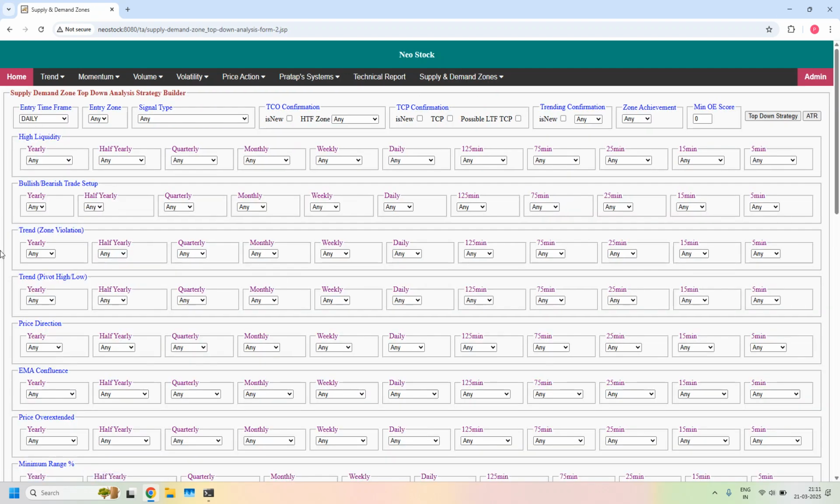So weekly income trade bullish trade setup: entry time frame is 75 minutes, entry zone demand zone. Bullish or bearish trade setup at 75 minutes, I am selecting bullish, and the zone achievement should be violated opposing zone. Minimum odd enhancer score should be 12. And also this 75 minutes demand zone should not be pierced.